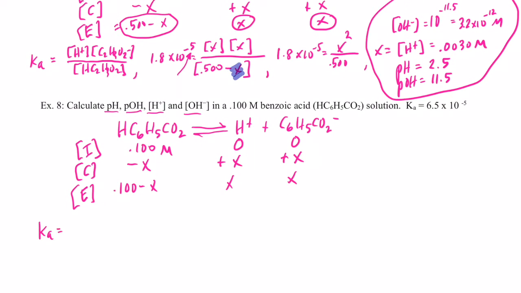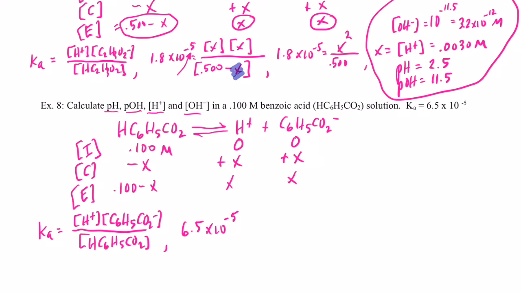Now we can write the equilibrium expression. That's products over reactants, kiddos. H plus times C6H5CO2 negative all over HC6H5CO2. And let's plug in some numbers. My Ka for this, ooh good, it's 6.5 times 10 to the negative 5th. That's really, really small. And that will equal my H plus, which is X, times my benzoate, which is X, right? X and X, all over my benzoic acid, which is 0.100 minus X.